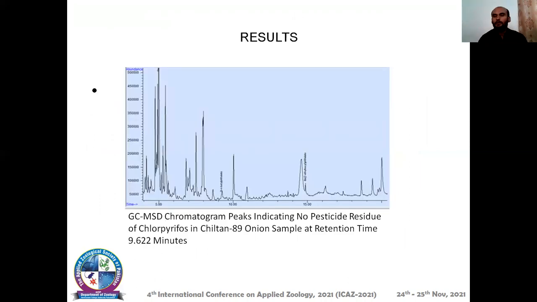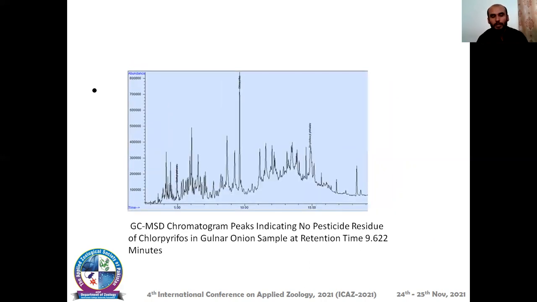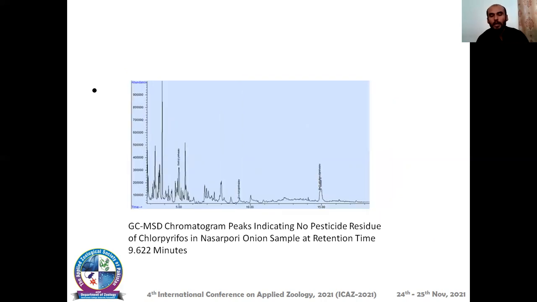The result of this study was that when we applied the recommended dose of chlorpyrifos, which has health significance, there was no residue remaining in the onion samples. I used the gas chromatograph. This is the chromatograph peak which indicates no residue in Chiltan 89 samples. This is the chromatograph of sample Pulkara. This is the chromatograph of Trichmir, Gulnar, Nasarpuri. These are the chromatographs of these 5 varieties. There is no residue evidence in them.